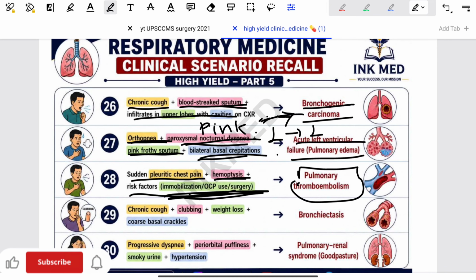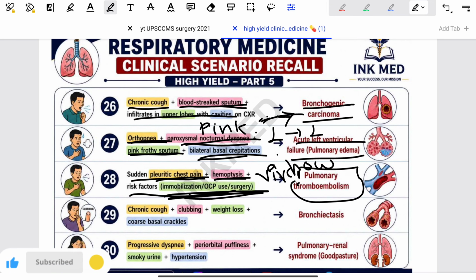The memory trick is remember Virchow's triad. The triad is stasis, endothelial injury, hypercoagulability. These are the major causes of pulmonary embolism. Example: always ask about recent travel, surgery, fracture, pregnancy, or prolonged immobilization.